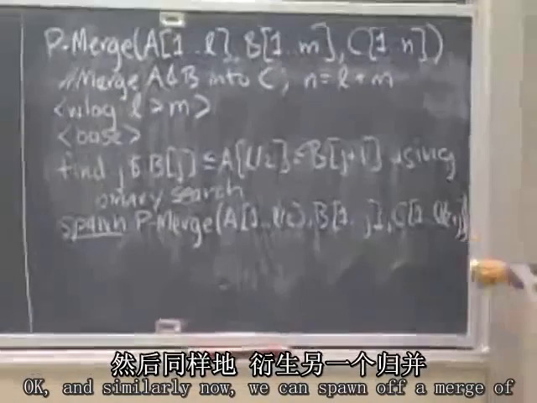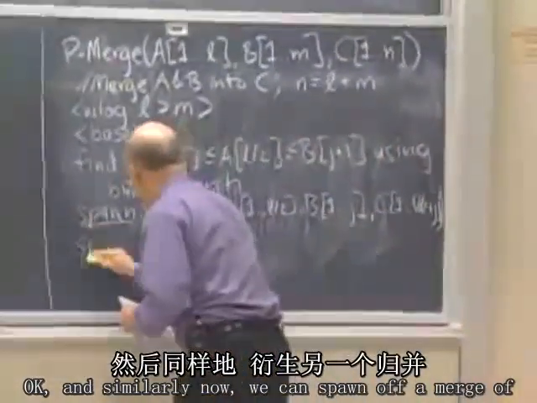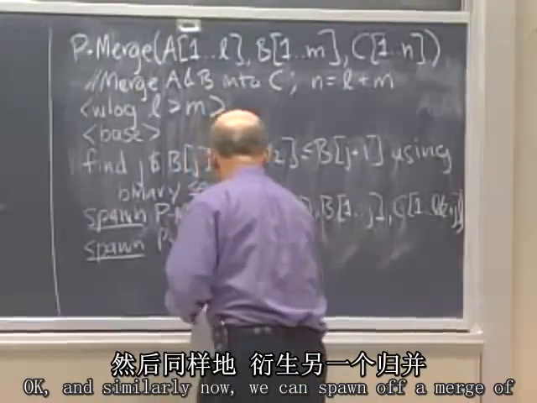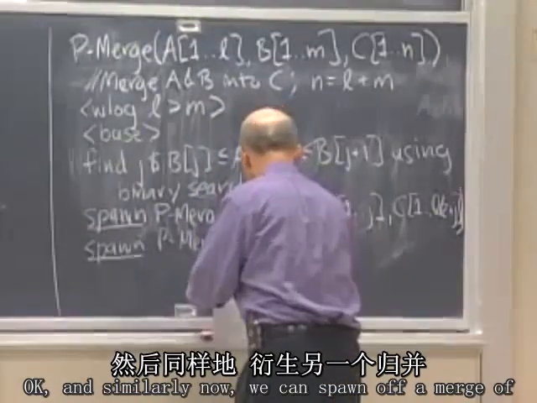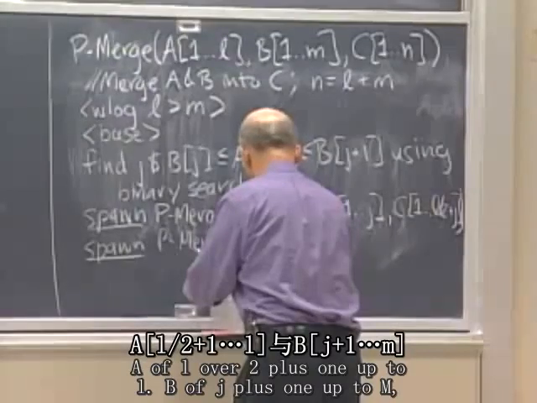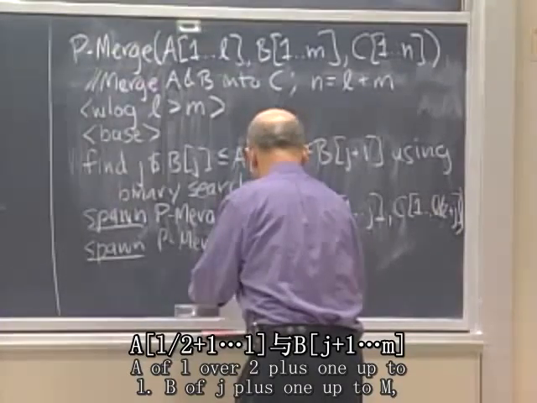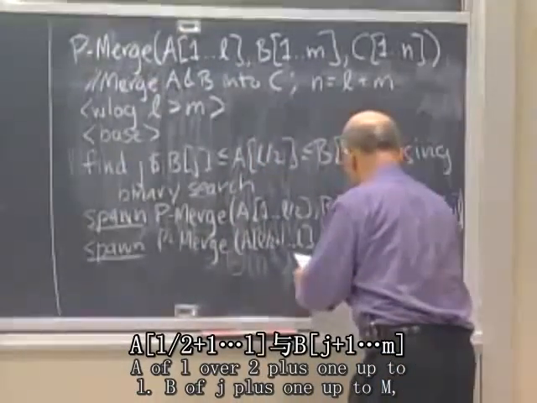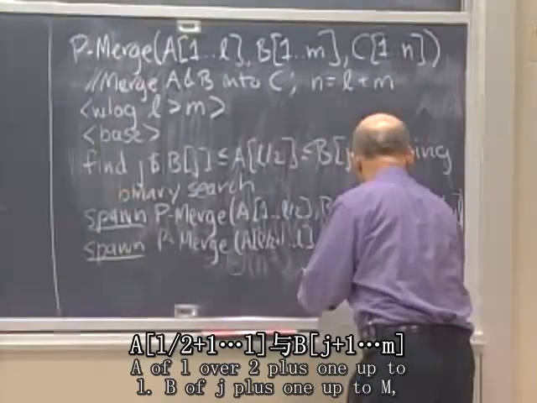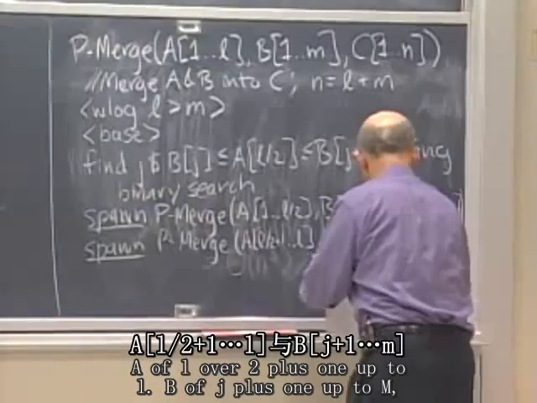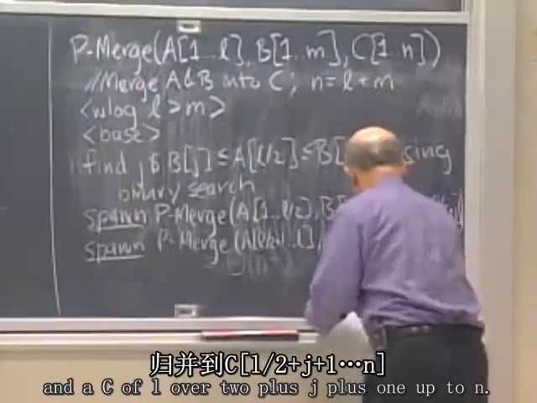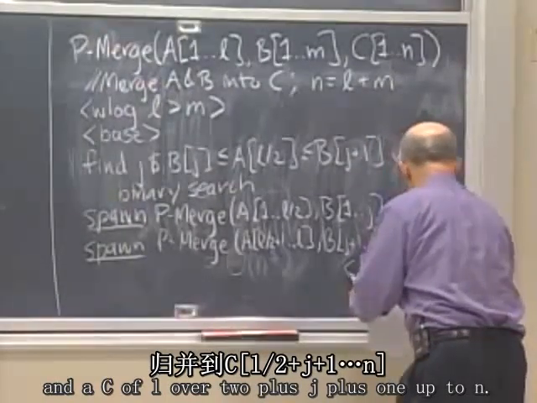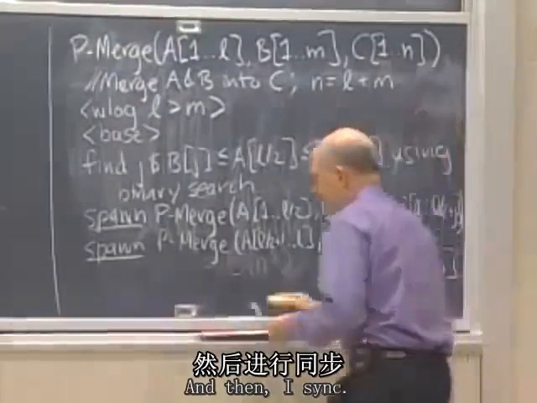Okay. And similarly now we can spawn off a merge of A of L over 2 plus 1 up to L, B of J plus 1 up to M, and a C of L over 2 plus J plus 1 up to N. And then I sync.